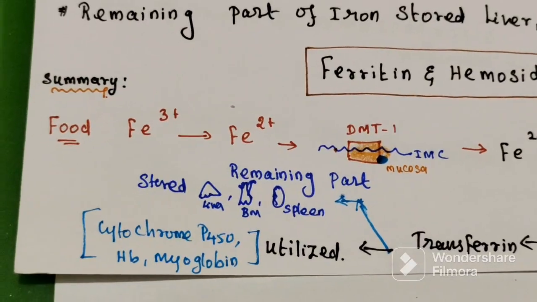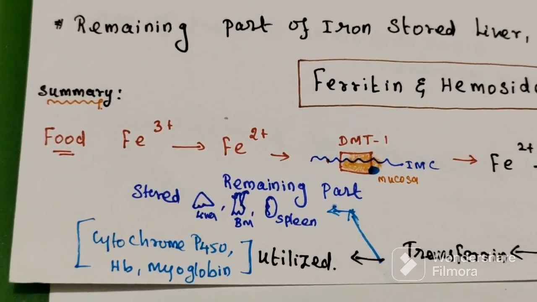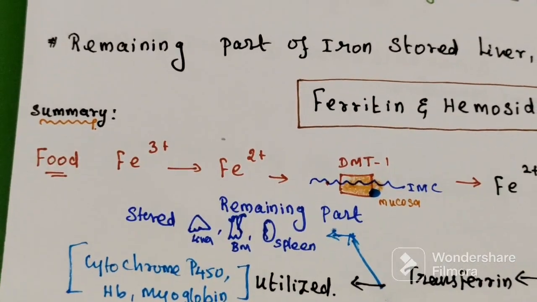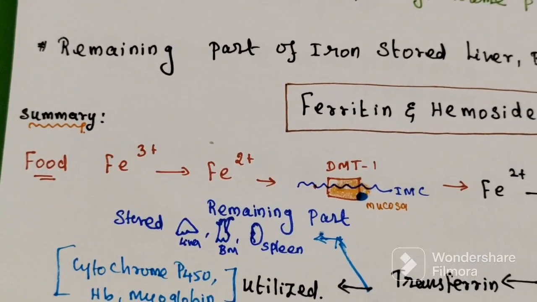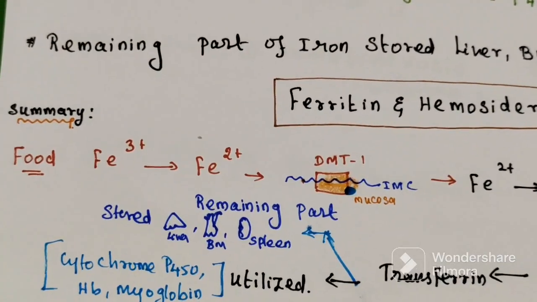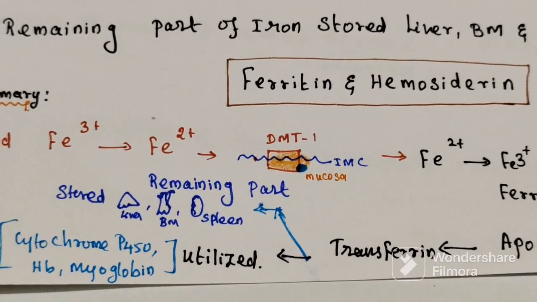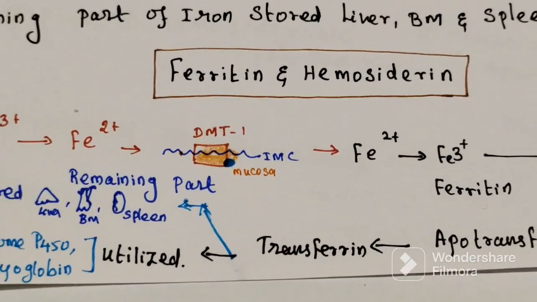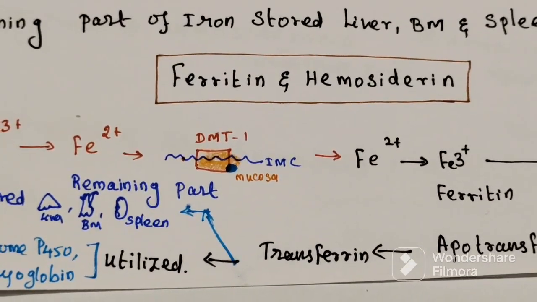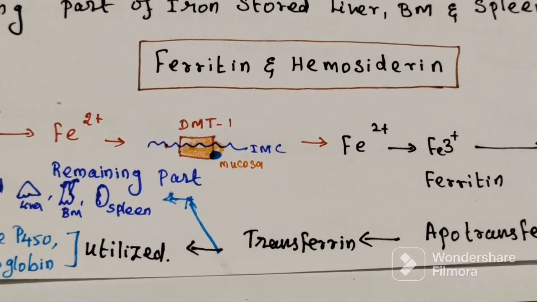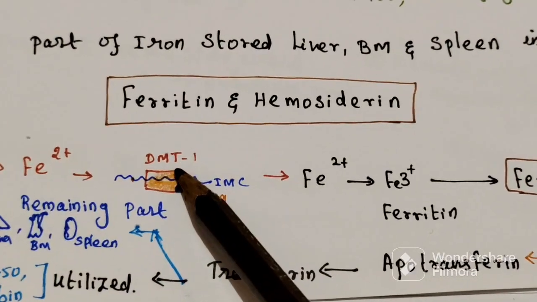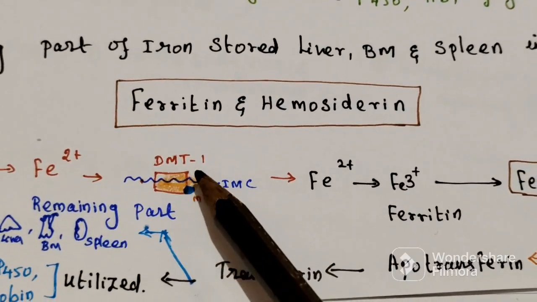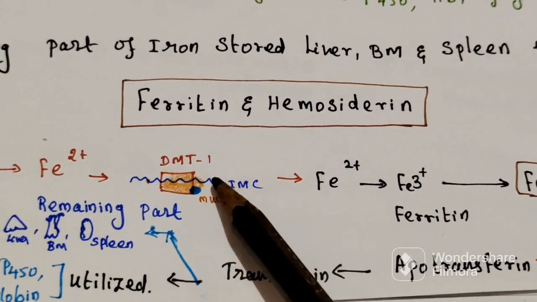So, a summary of absorption, transport and storage of iron. Iron is present in food in the ferric form. The ferric form is converted into the ferrous form. This ferrous form gets absorbed into the intestinal mucosal cell with the help of a protein called DMT1, that means divalent metal transporter 1.